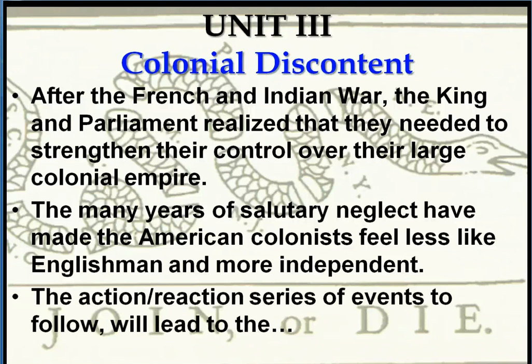The action and reaction series of events that follow, which have been the theme of this entire unit, will end up leading to the biggest event of our heritage, and that would be the American Revolution.